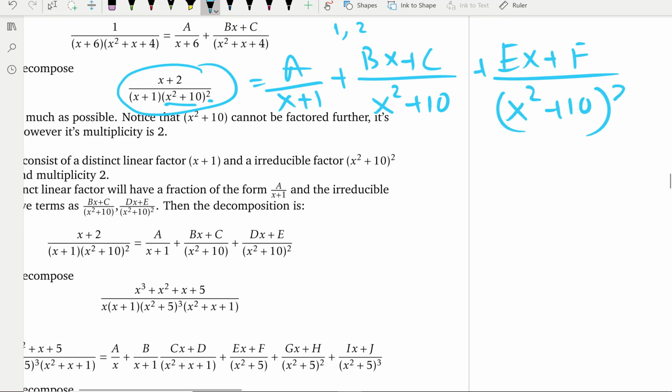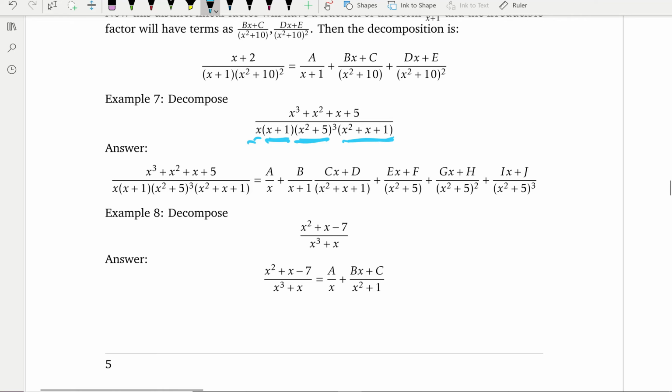So let's see one more final example. Let me walk you through this example. So we have x plus 1, x squared plus 5 cubed, and x squared plus x plus 1. Now x squared plus x plus 1 is irreducible. x squared plus 5 is also irreducible. Check it if you want. x plus 1 is already reduced, it's a linear factor. x is also a linear factor.